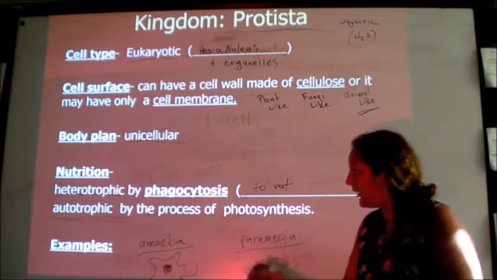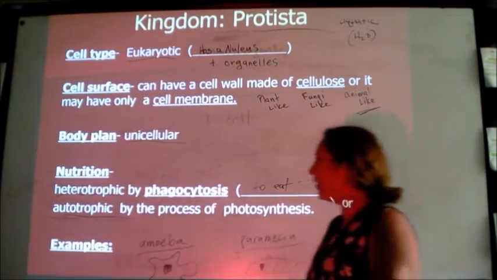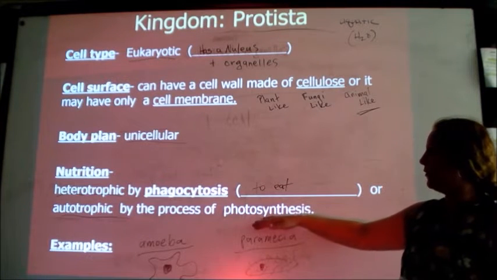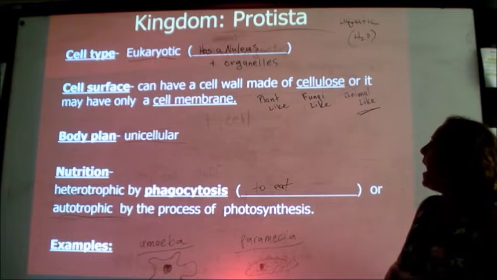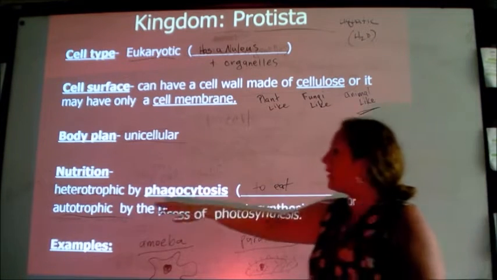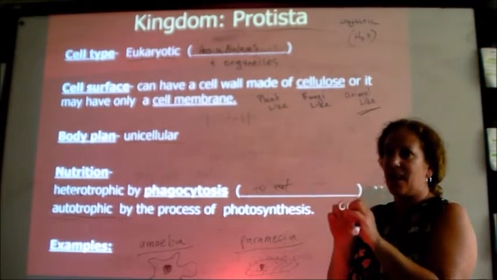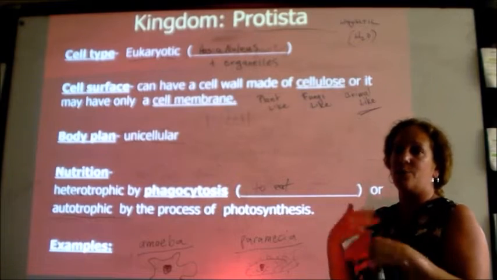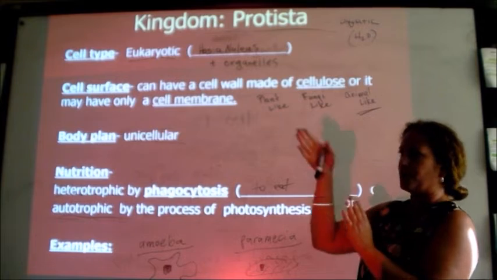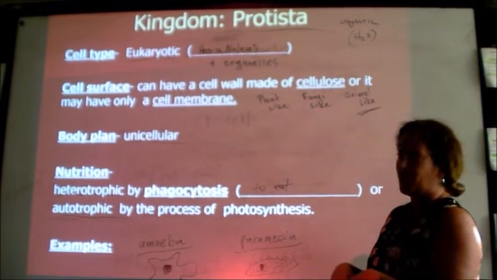This is animal-like. But some of them are plant-like, and so they are going to be autotrophic, using the process of photosynthesis, making your own food from sunlight. And the fungi-like ones, we'll get to that in a second, they are also heterotrophic, but they don't eat stuff. They secrete enzymes and dissolve it and then suck it in through diffusion and osmosis. Again, diffusion and osmosis is when water just goes into a cell and wastes come out. Nutrients go in, wastes come out.